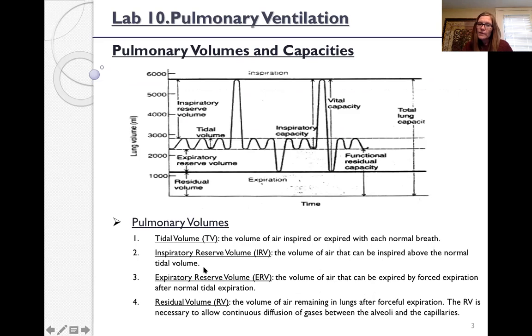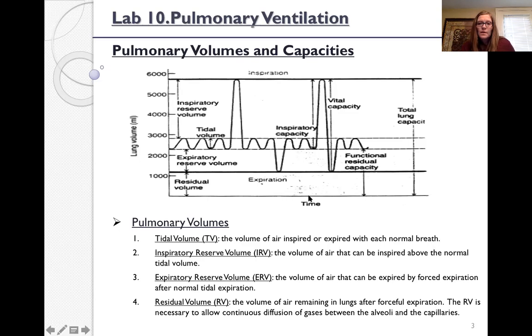We have the IRV, which is the volume of air that can be inspired above the normal tidal volume. It's this piece right here. Then you have the ERV, which is the volume that can be forced out after tidal volume, right below it. So you have your normal, then above the tidal volume is what can be inspired, and anything that can be forced out is below. The residual volume is the volume of air remaining in the lungs after that forceful expiration, and that helps to diffuse the gases between some of those pieces in the lungs.